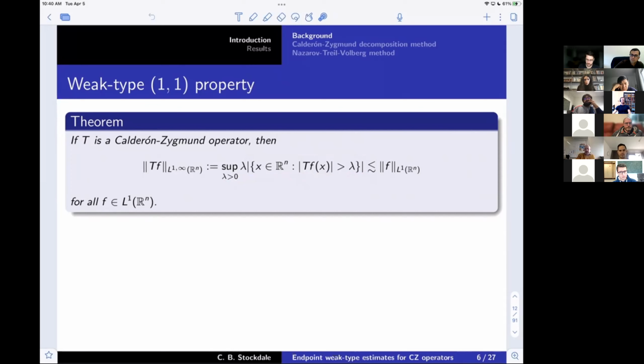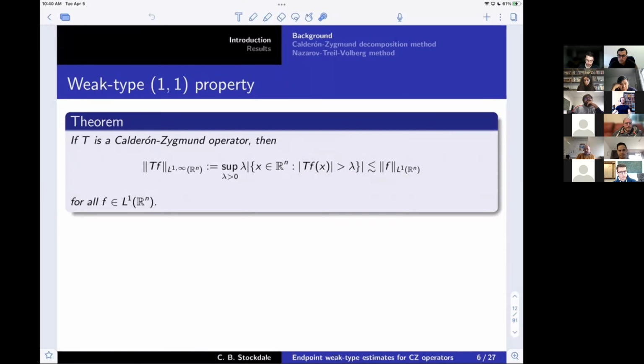So you can see that L1 is contained in weak L1. It's a bigger space. That's a simple consequence of Chebyshev's inequality. And it's actually going to be a strict inclusion. You can look at something like 1 over x, for example, in 1 dimension, which would not be in L1, but it would be in weak L1.